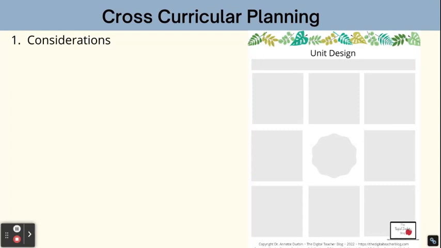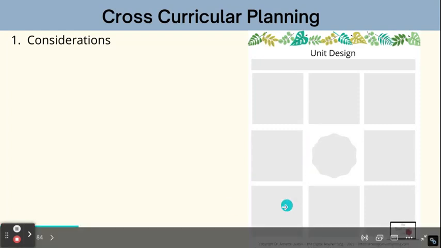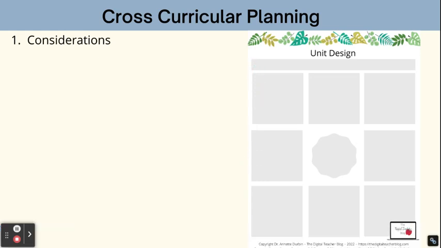All right, so we're going to move into that cross-curricular planning. The page that you're going to be looking at here is this unit design. When you look at this page, you'll see that at the top you have an empty box that you can either type in or write in. And there are additional boxes here on the side and then one in the center.